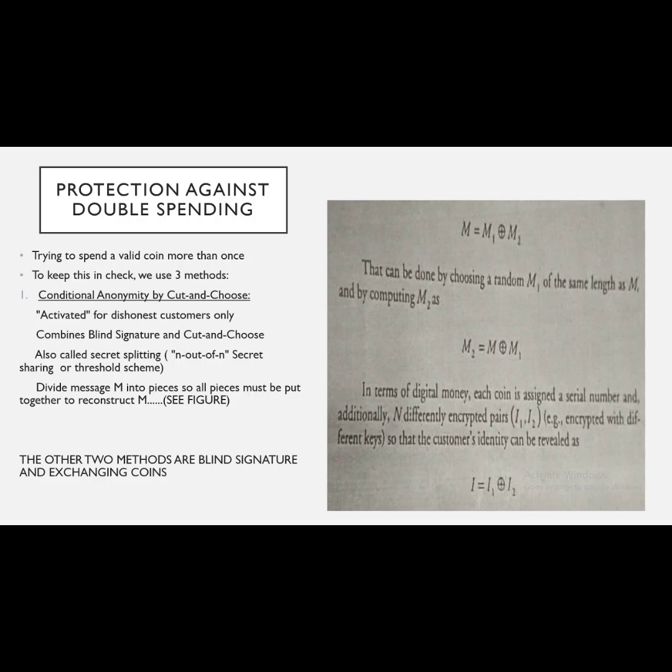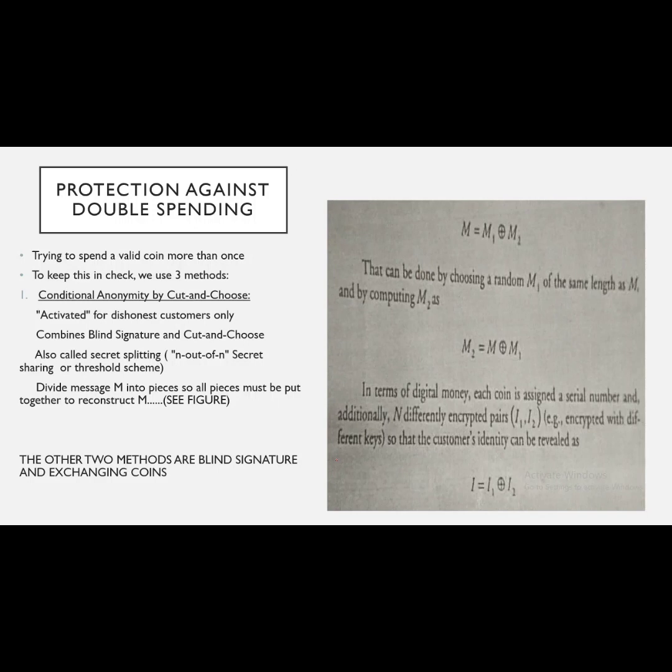Now when he has I, he can check it against the serial numbers that were already used in a transaction, and if I does match any of the serial numbers that have been used before, then we know that the customer is a dishonest customer and his identity is revealed. However, if I has not been used in a transaction before, then we can just use the customer's digital coin in a new transaction. This is what actually happens in conditional anonymity by cut and choose.